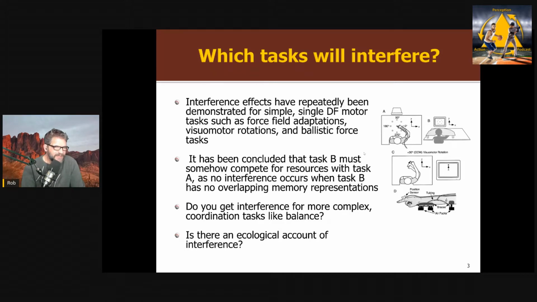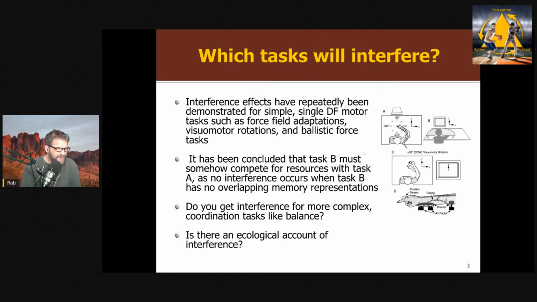The main finding that comes out from a lot of this is very similar in a way to the transfer idea, right? What causes interference are tasks which have very similar demands, very similar requirements. And the idea is that the interference is caused because they're using overlapping memory representations. So that's the basic idea. So you don't get interference, for example, when you move from a rotation task to a force field task, or using a different limb, sometimes you don't get that as well.